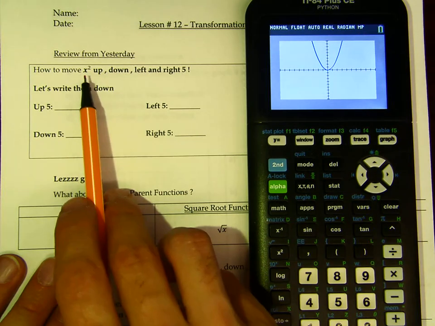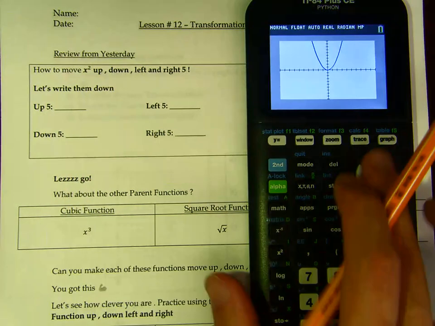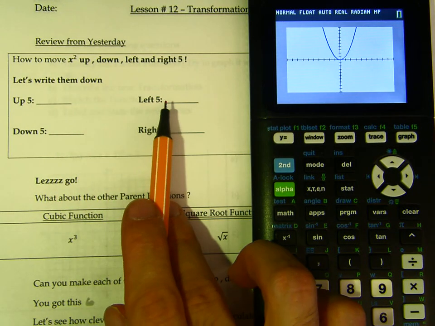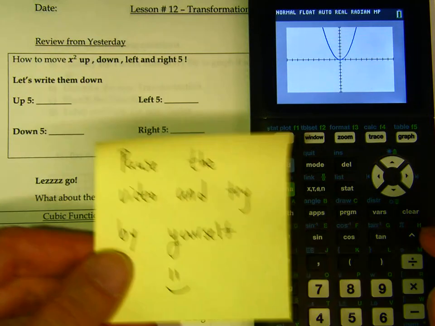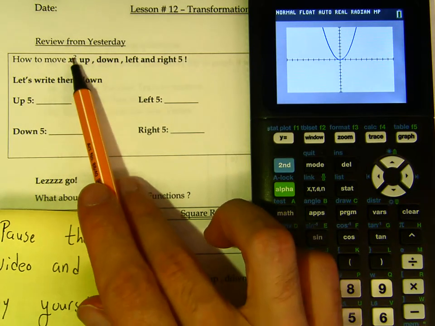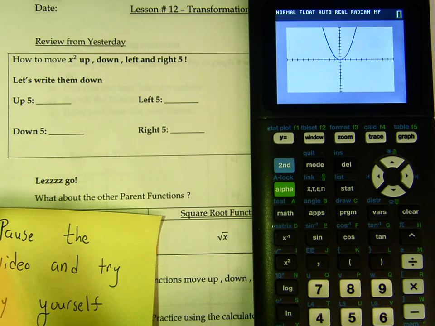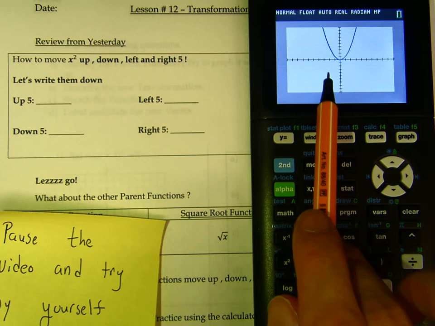Well, what do we want to do with the x squared? We want to take this x squared and move it up 5. We want to make it go down 5, left 5, right 5. Pause the video. Let me see if you remember. How can you move this graph up, down, left, and right by 5, right? And every time you write something, check on the calculator yourself.